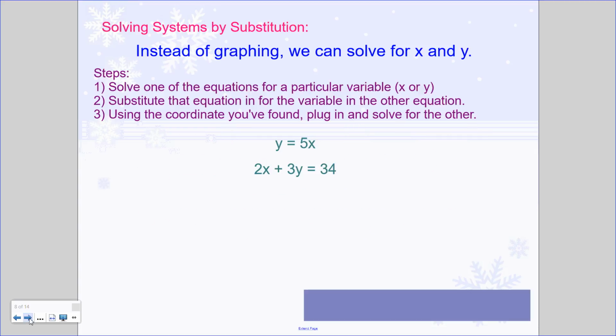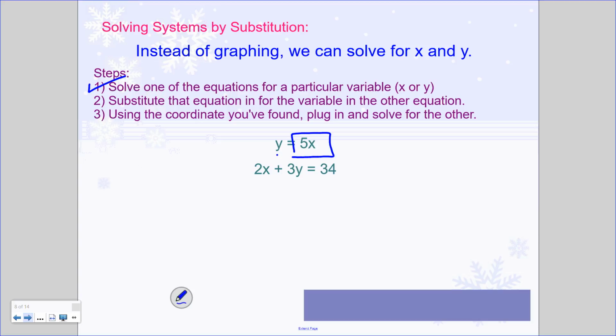So let's look at this. It's often easier to just look at it mathematically rather than all in words. So step one is to solve one of the equations for a particular variable x or y. So notice in this system that y is actually already isolated. It's already solved for. Y is completely by itself. And we see that y is equal to 5x. So step one is done.